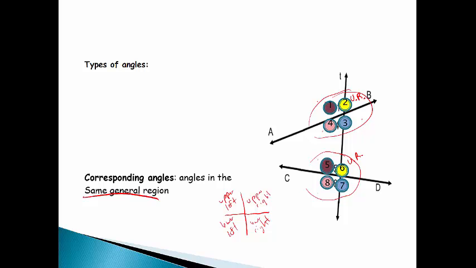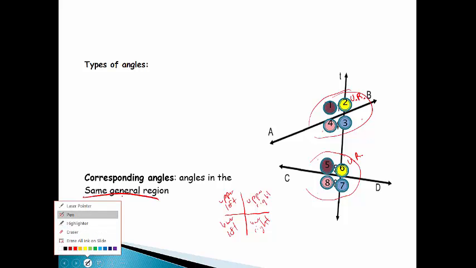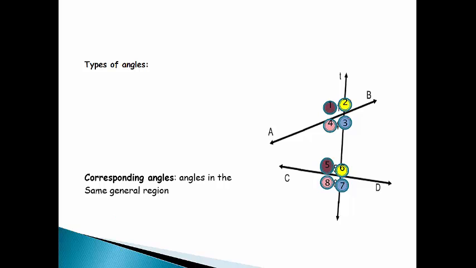So it's really important that we don't mix up same side interiors with corresponding angles. You always want to ask yourself, okay, what region is this angle in and what region is this one in? For example, a lot of my students think 3 and 6 go together. Well, 3 is the lower right, 6 is in the upper right. They're not the same, so there's no way they correspond.